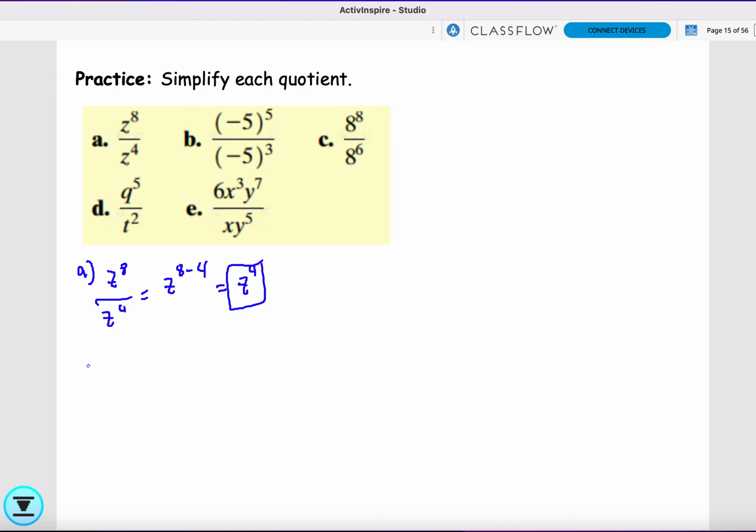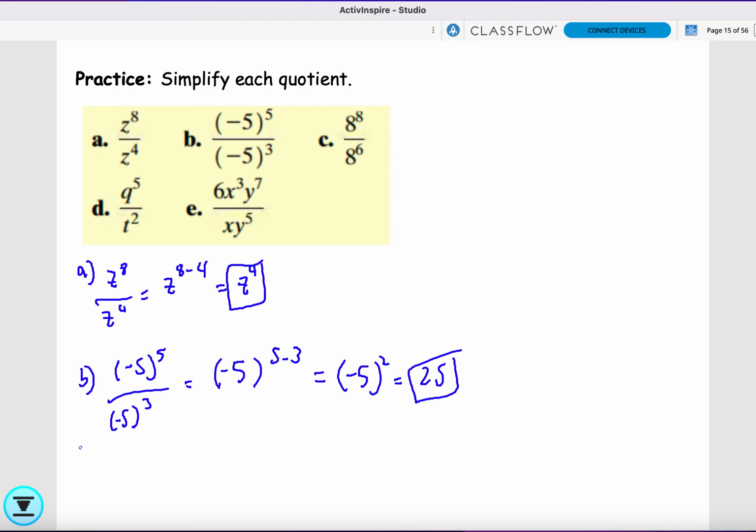And you're done. B, we have the base to be negative 5 to the 5th over negative 5 to the 3rd. The base is negative 5, but we're doing 5 minus 3, which is just negative 5 squared, which we could probably take another step and get 25. C is 8 to the 8 over 8 to the 6. Same base, right? But we're going to do 8 minus 6, right? Which is just 2. 8 squared, which is just 64.